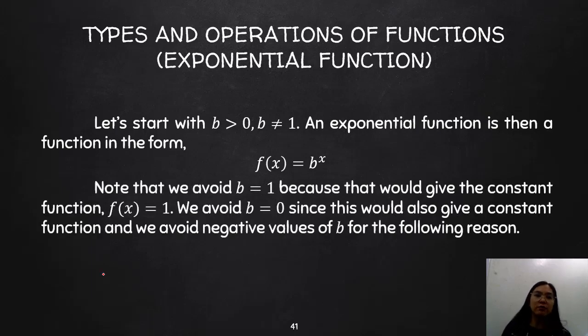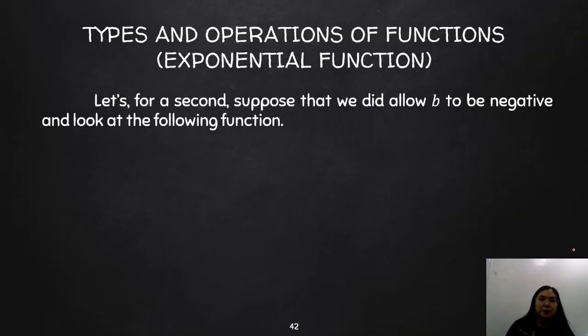So, note that we avoid b is equal to 1 because that will give the constant function of f of x is equal to 1. So, kaya ina-avoid natin yung b is equal to 1 kasi di ba, 1 raised to x, wherein x is any number, ang magiging value niya lang din is 1. So, we try to avoid that. And of course, we try to avoid b is equal to 0 since this would also give a constant function. And we avoid negative values of b for the following reason.